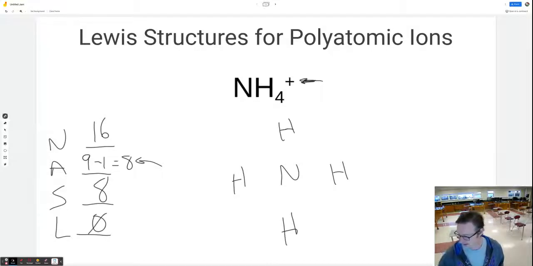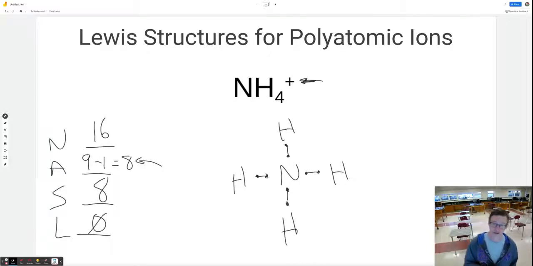Okay, so if we're sharing 8 electrons, that means 4 bonds. 1 bond for each hydrogen from the nitrogen. Now, if you look, each hydrogen has 1 bond, which means 2 electrons, which is what it needs. The nitrogen has 4 bonds, which is 8 electrons, which is what it needs. So just like with a molecule, this polyatomic ion has created a situation where the bonds make each atom a complete octet, or in the case of hydrogen, it's 2, not 8, but it's complete outer shell.